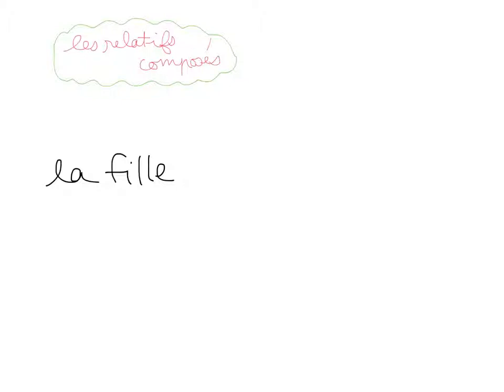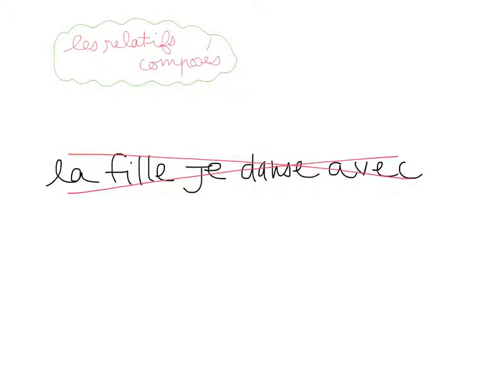If you want to say something like, the girl I am dancing with, many people will be tempted to write it like this. La fille je danse avec literally means the girl I am dancing with, right? In French, you cannot write this. We are going to have to use relatif composé.